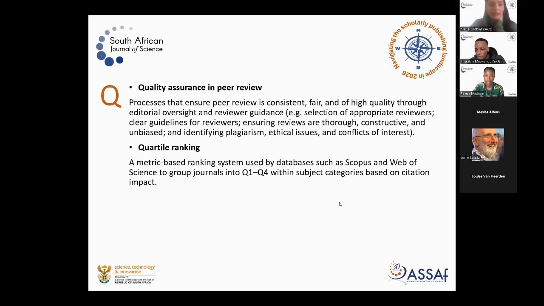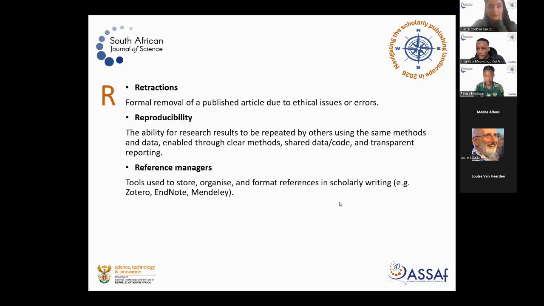Quartile ranking. This is a metric-based ranking system used by databases such as Scopus and Web of Science to group journals into quartile 1 to quartile 4 within the various subject categories based on its citation impact. Retractions. This is the formal removal of a published article due to ethical issues or errors.